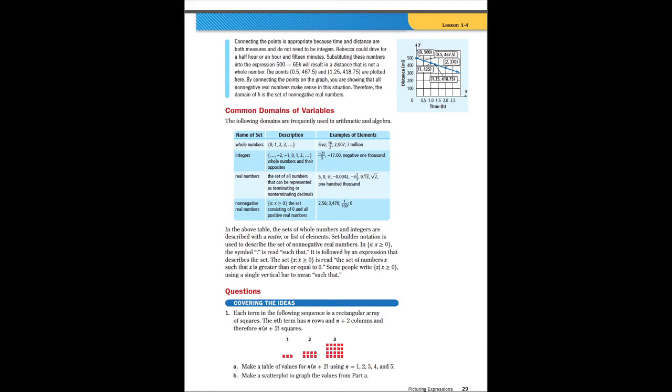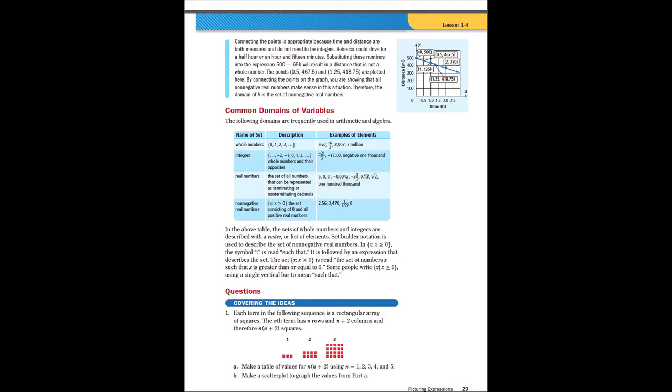Take a look at page 29. This is a fairly short read. A couple of things to cover here. One is the common domains of variables, and it gives you what they're called: whole numbers, integers, real numbers, non-negative real numbers. These are ways we could describe different domains of a variable. We have a description of it, and it gives you some examples.